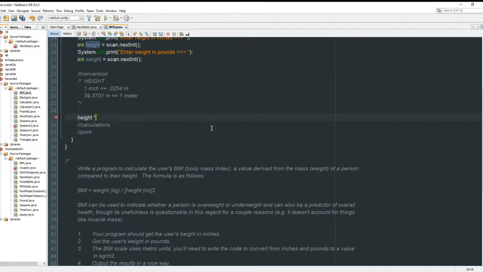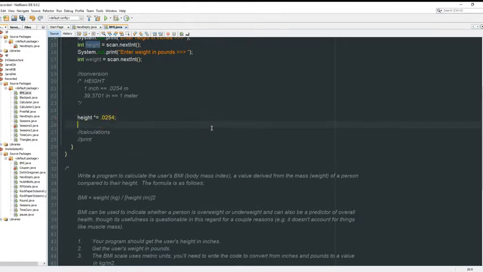Height times equal 0.0254. There you go. That will multiply my inches by that measure, convert them into meters, and save it right back in that same variable, so I don't have to mess around with it.